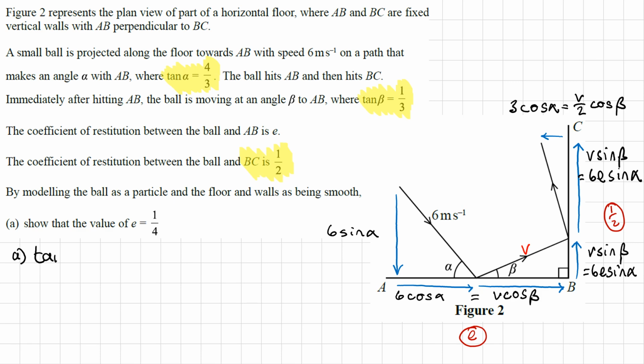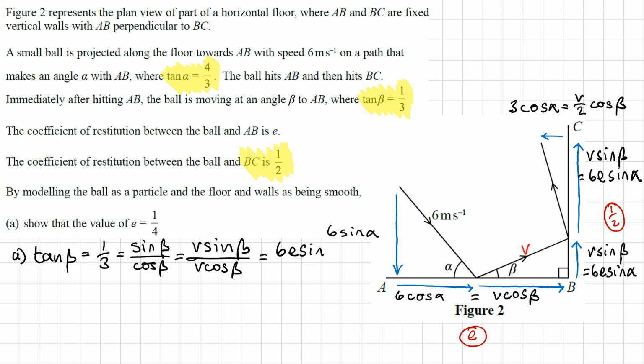So I'll just put down that this tan beta is equal to 1/3, which is equal to sine beta over cos beta. Now we have V sine beta, so the V's are going to cancel out, because at the bottom I will have V cos beta. Now this V sine beta can be written as 6E sine alpha, so this is equal to 6E sine alpha over, now V cos beta is equal to 6 cos alpha, so I can write over 6 cos alpha.